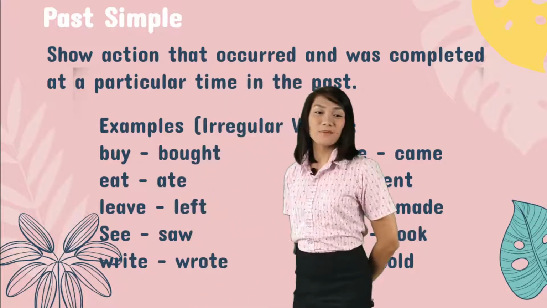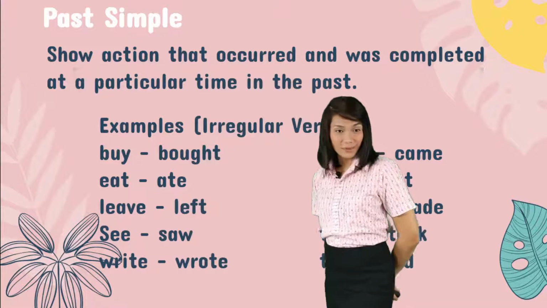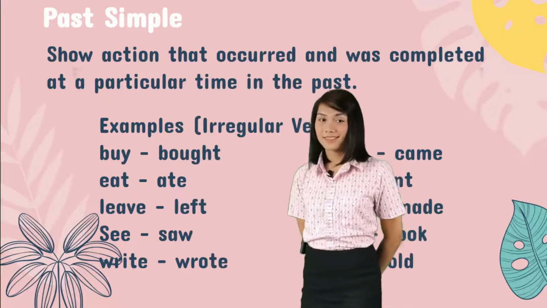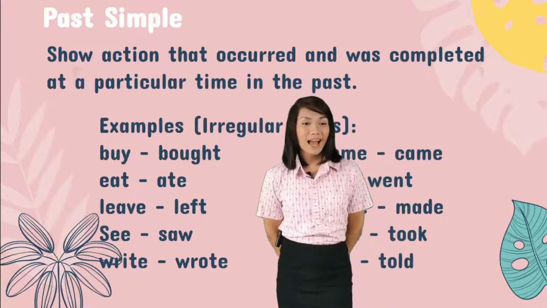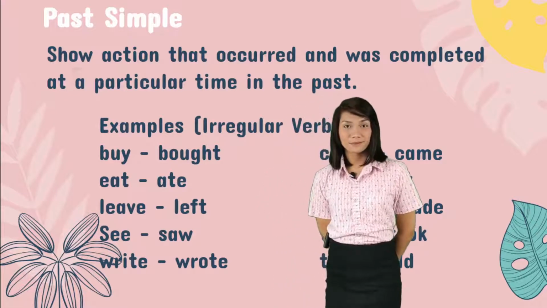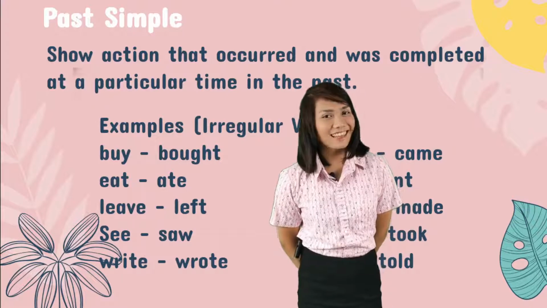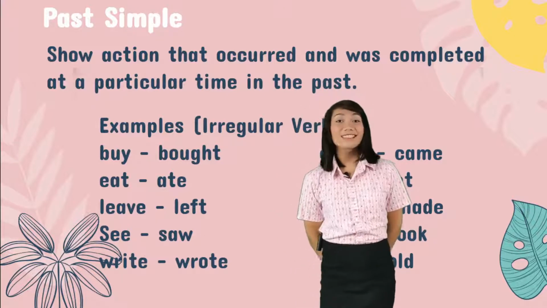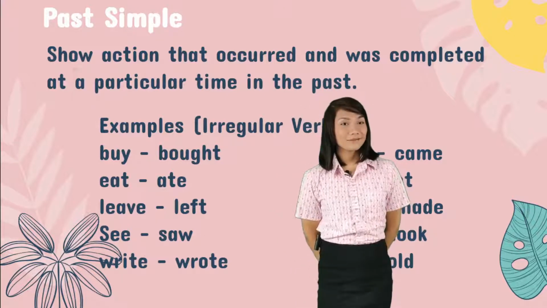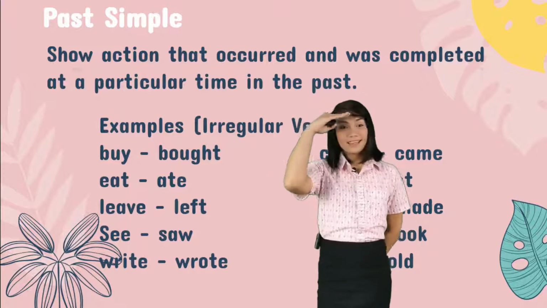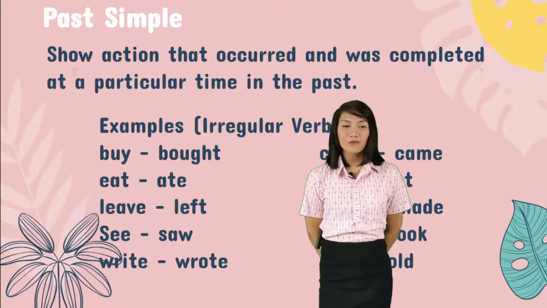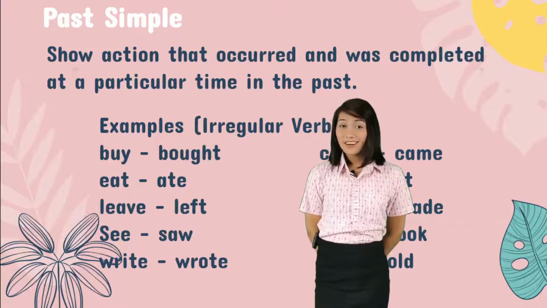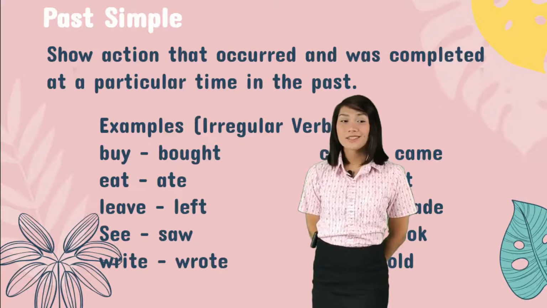Now, let's have some more examples. We have here eat. What is the past form of eat? Okay, very good. We have ate. Next, how about leave? Okay, very good. Left. The past form of leave is left. How about see? The past form of see is saw. Very good. How about write? We cannot say righted. So we write it as wrote.